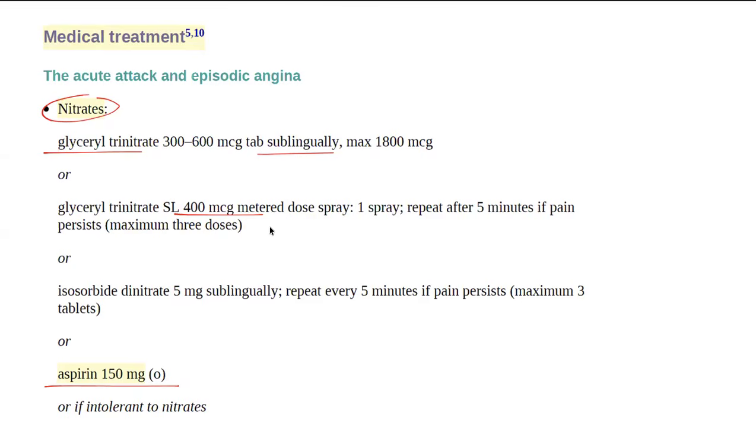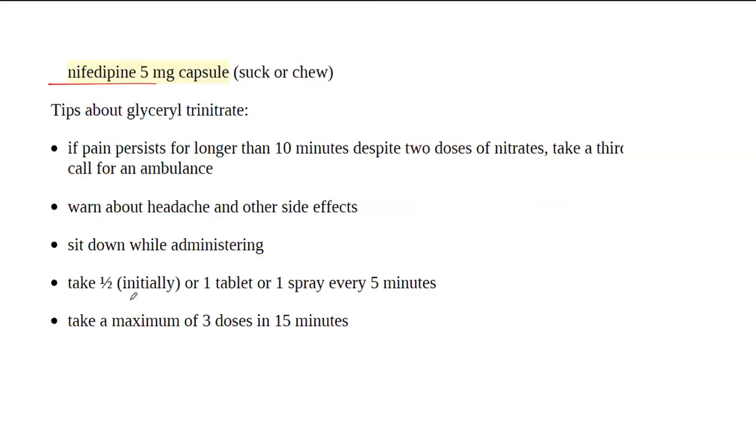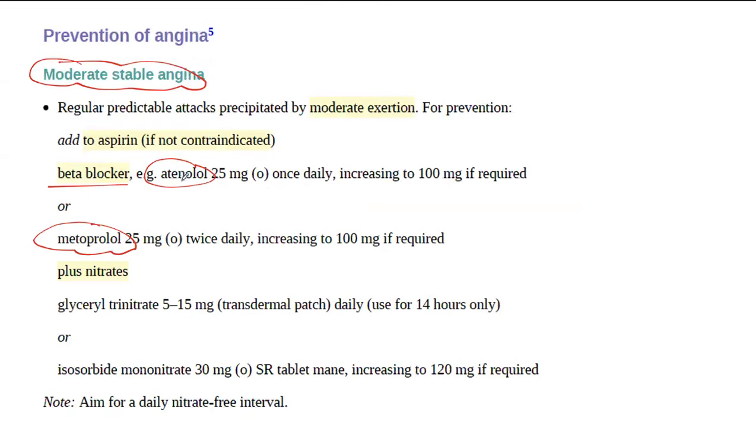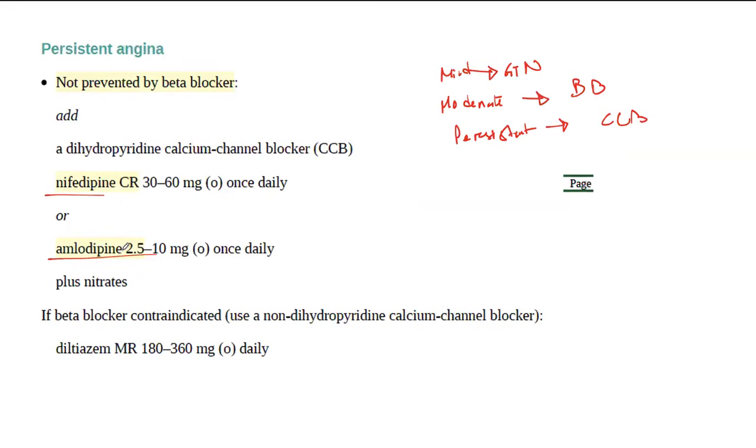So if a patient gets angina, they will be on this medication. They will only use the nitrate when they get the pain. But other medications such as aspirin, then beta blocker, and if we need to, nifedipine or amlodipine, will be continued. Just the nitrate is something that they need to take when they get extreme chest pain.